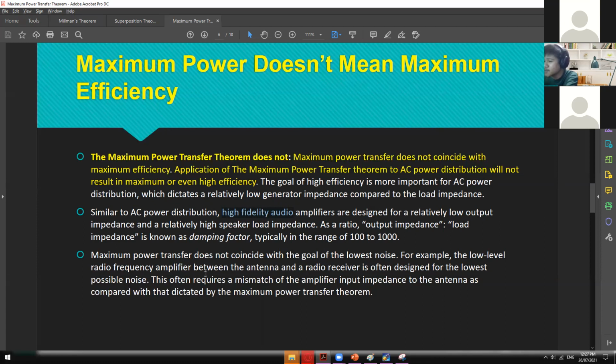For example, the low-level radio frequency amplifier between the antenna and a radio receiver is often designed for the lowest possible noise. So this often requires a mismatch of the amplifier input impedance to the antenna as compared with that dictated by the maximum power transfer theorem.